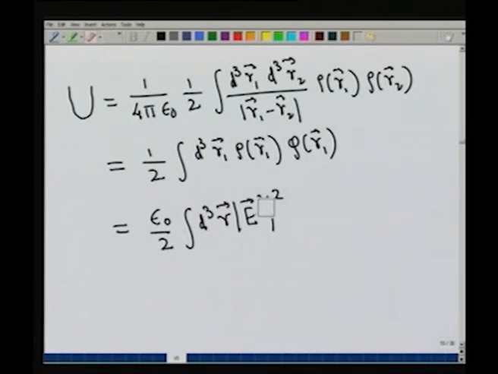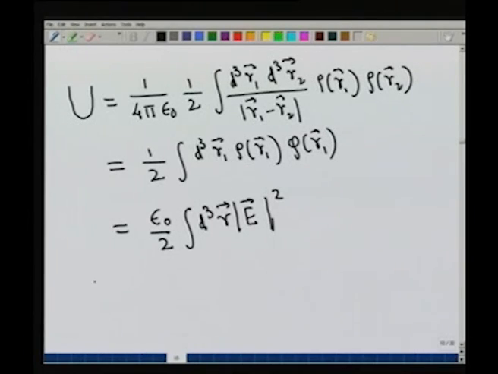So let me remove this and put the bracket here. So rho will be written as divergence E into epsilon naught. The divergence will be brought here. The gradient phi will be nothing but E. Therefore, I will get d cubed R mod E squared. What is the important statement that I am trying to make?